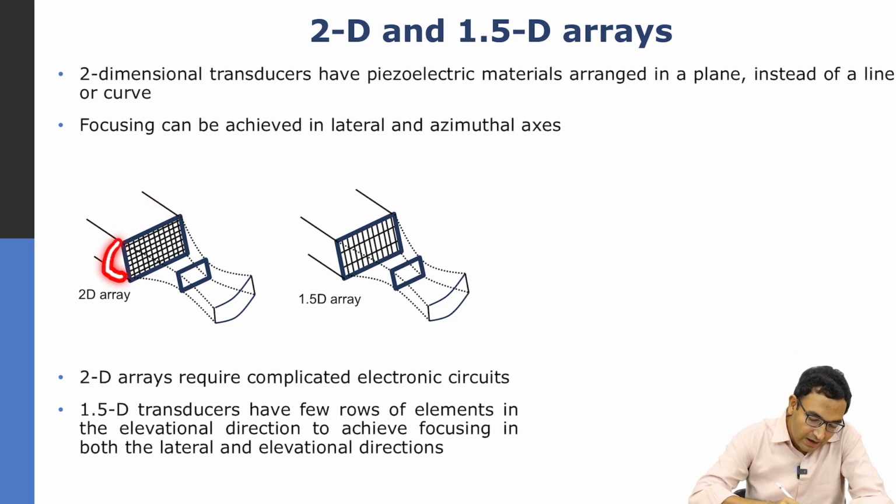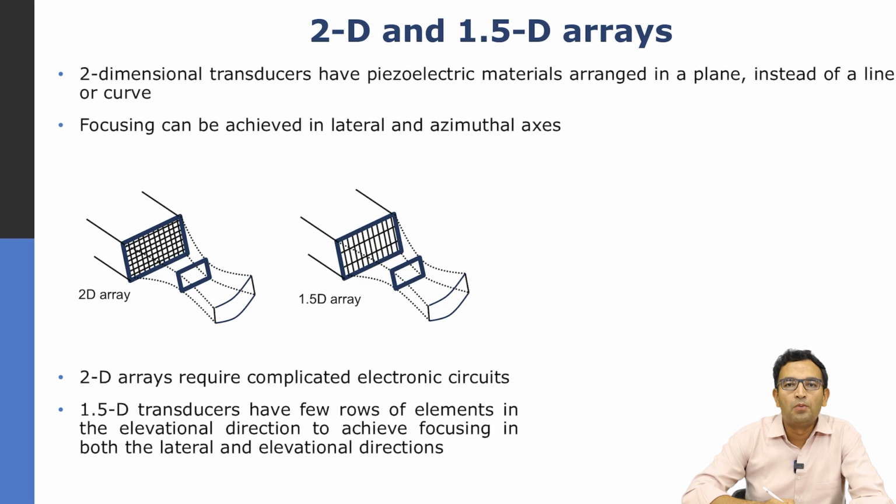You can also add a delay like this. So this will enable you to focus in both directions, both the lateral direction as well as the azimuthal direction. Now it turns out this is a big advantage, but 2D arrays require complicated electronic circuits which are difficult to achieve, at least for traditional systems, not higher end systems.